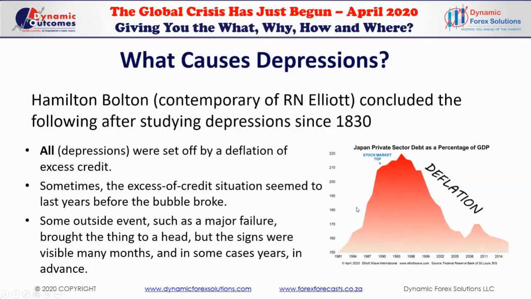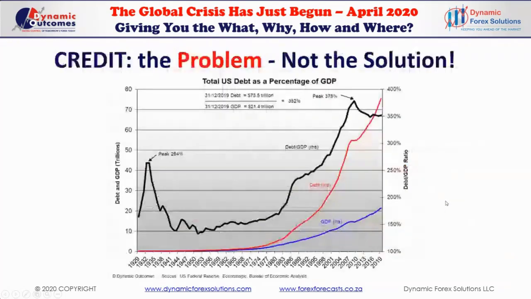So this gives a good example of what Hamilton Bolton concluded from his study. If we look at the US, and this is not limited to the US, but what's important to do, I think, is to focus here in the US because the data is more readily available, but also what happens here will affect the rest of the world.